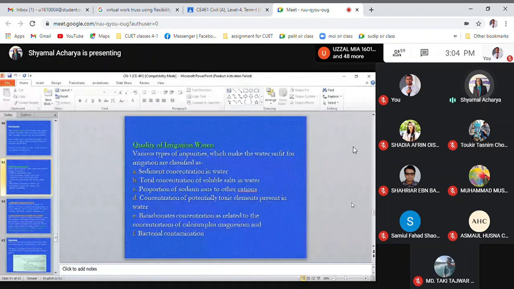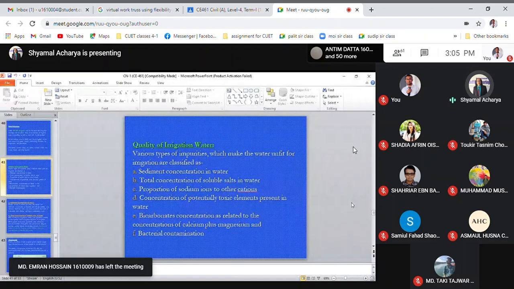The ranges are 100 to 250, 250 to 750, 750 to 2250 micromhos per centimeter, and more than 2250 micromhos per centimeter is very high saline water, C4 water. You might know that C4 water is almost discouraged for any type of irrigation. Okay.